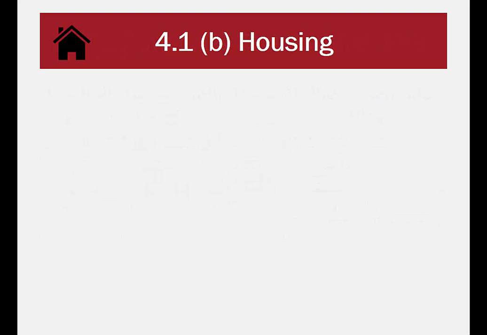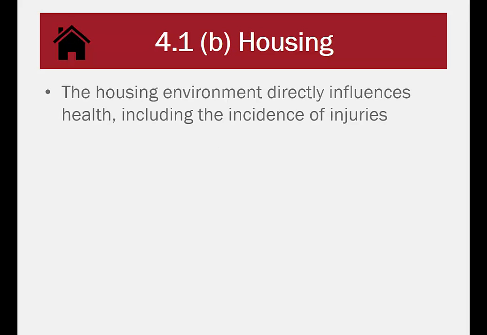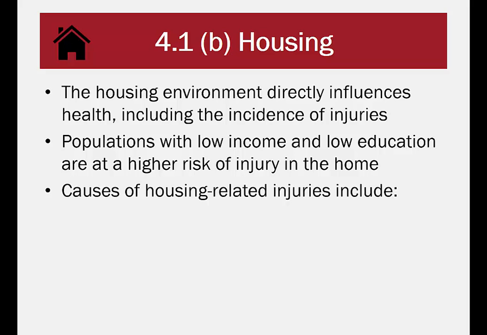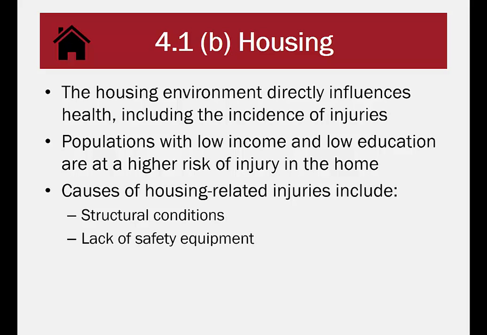Let's start with housing. The housing environment directly influences health, including the incidence of injuries. Research has identified a social gradient in housing and injury risk. That is, populations with low income and low educational attainment are at a higher risk of injury in the home. Causes of housing-related injuries include structural conditions from substandard housing, lack of safety equipment, low income, and chronic material deprivation conditions. Structural conditions in the home are associated with increased injury risk.